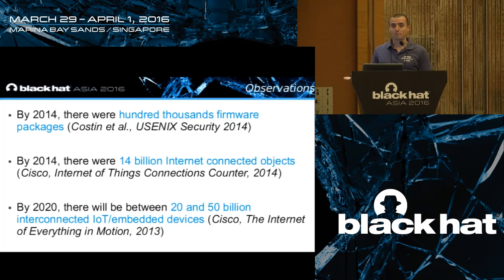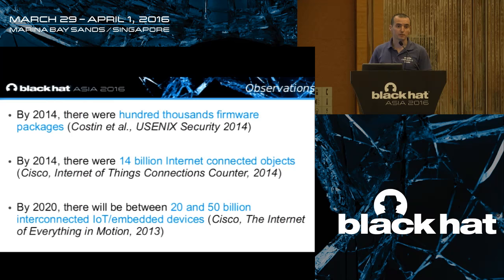We also know from various reports, especially by Cisco and Gartner, that there will be tens of billions of devices connected to the internet by 2020. The number varies from 20 billion to 50 billion, but in general it doesn't change the problem essentially. Whether it's 20 billion or 50 billion, it's still billions of devices being online running various types of firmwares.